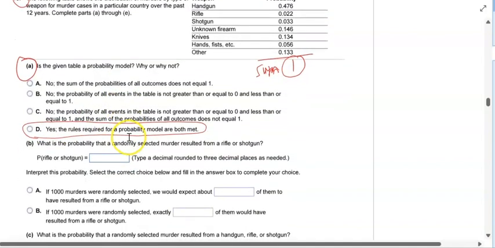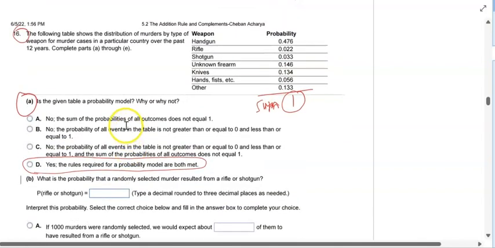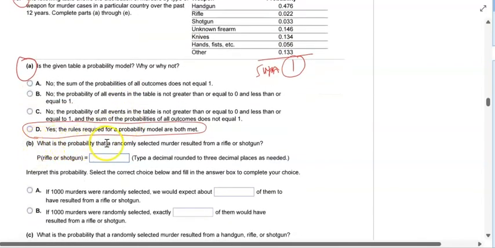Okay, number 16 part B. What is the probability that a randomly selected murder has resulted from a rifle or shotgun? Listen here, rifle or shotgun. There are two events here. Probability of a rifle, I write R for rifle, or S for shotgun. Notice that these two events are mutually exclusive because you cannot find a person who is murdered by both in particular. Therefore, to find the probability of rifle or shotgun, you add the probability of rifle and the probability of shotgun because they are mutually exclusive.